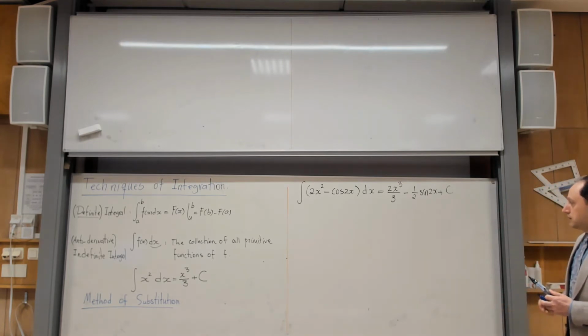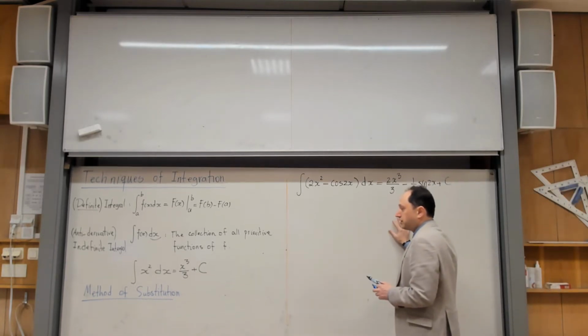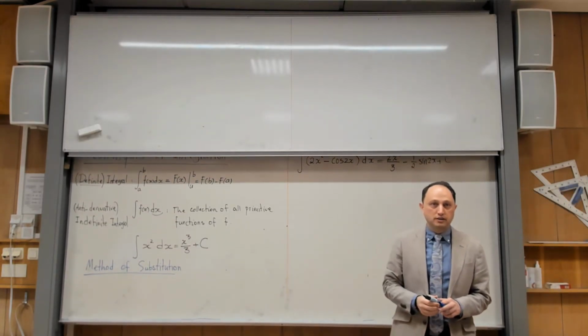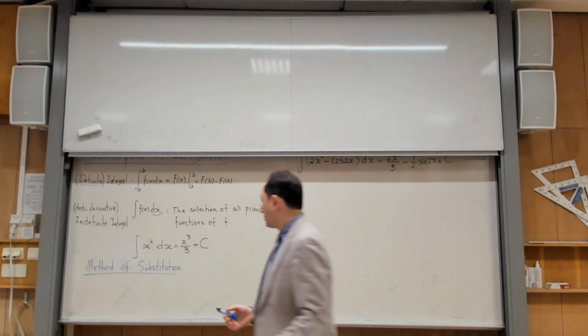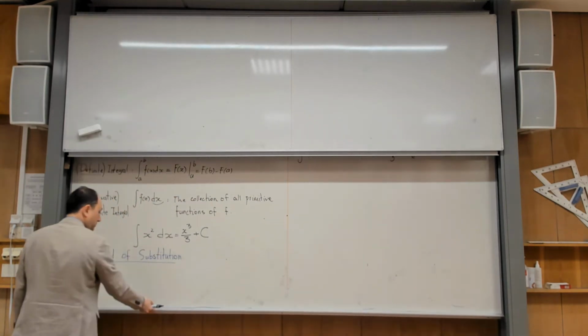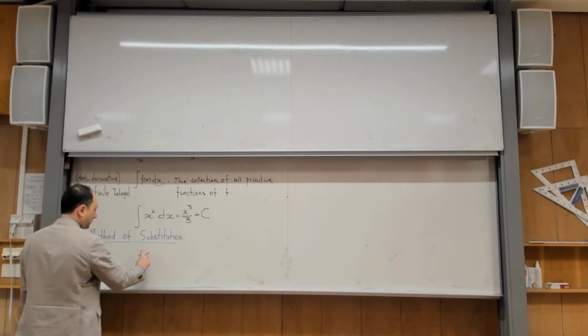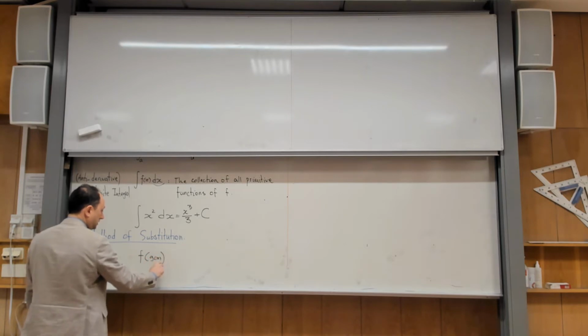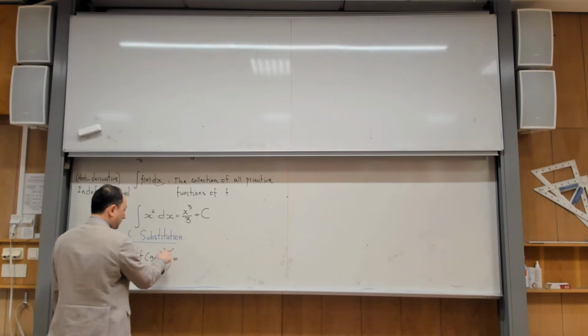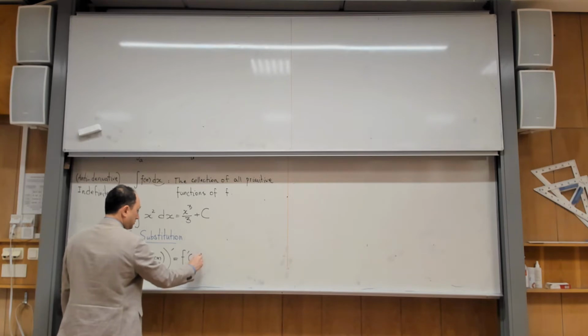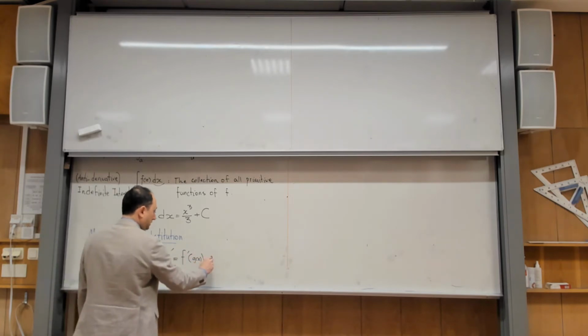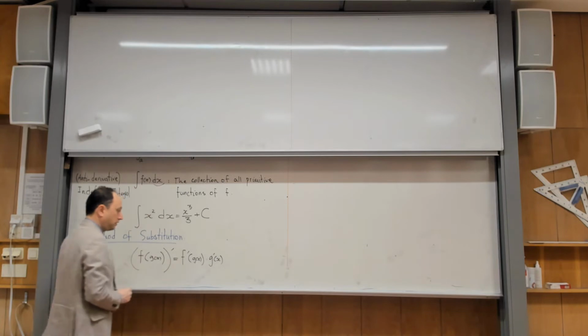Okay, so now what is the method of substitution? The method of substitution is actually the chain rule version of integration. Do you remember we had this formula which we called the chain rule? So we had f of g of x, totally prime, is equal to f prime of g of x, but you have to pay the price to multiply by the derivative of what we call the inner function, yes?